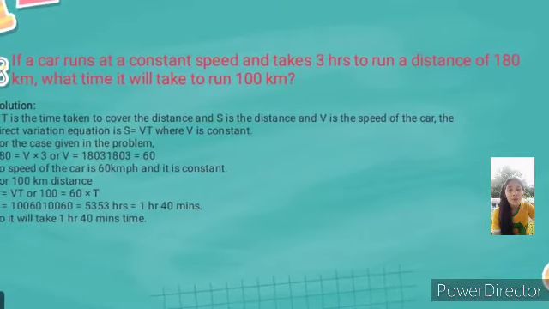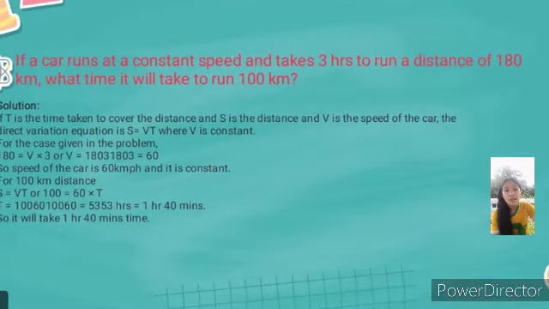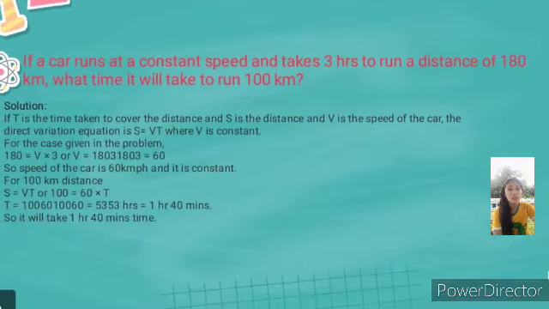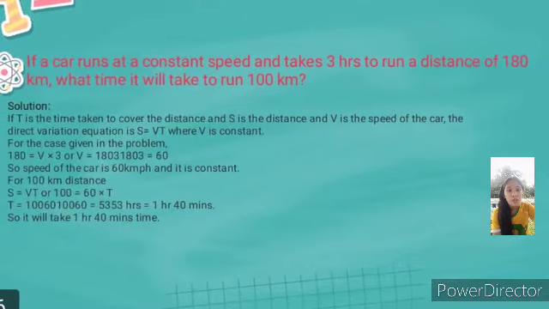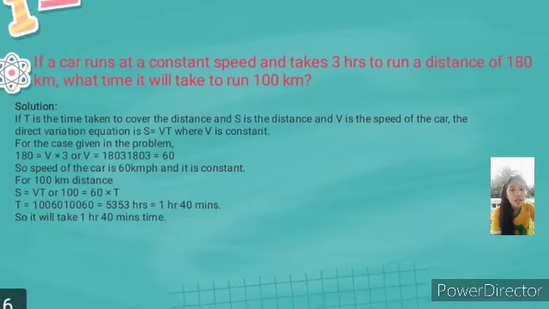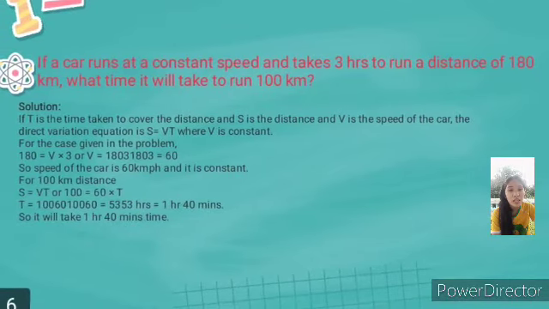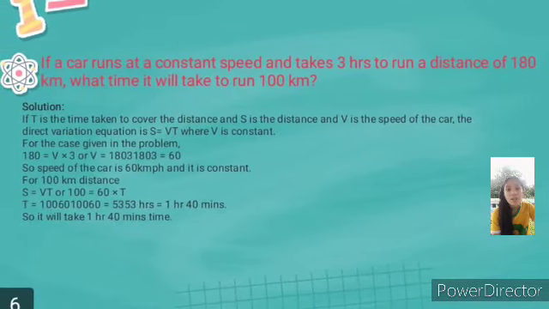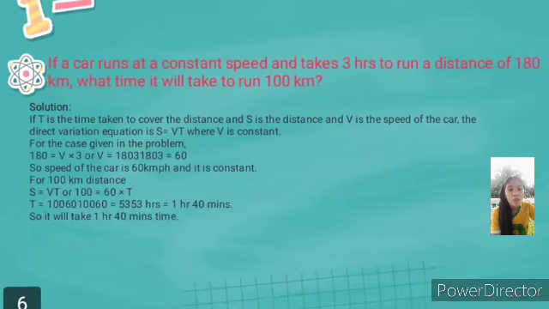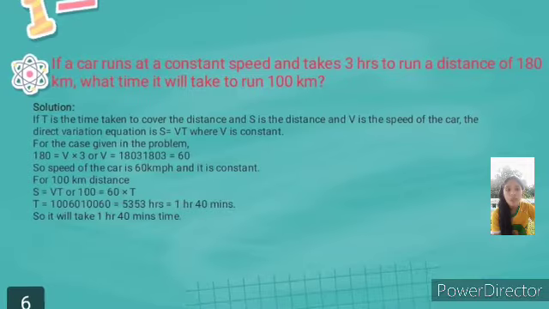So, for the 100 kilometer distance, s equals vt, or 100 equals 60 times t. So, t, sorry, another math error, equals 5/3 hours, which is equal to 1 hour and 40 minutes. So, it will take 1 hour and 40 minutes.